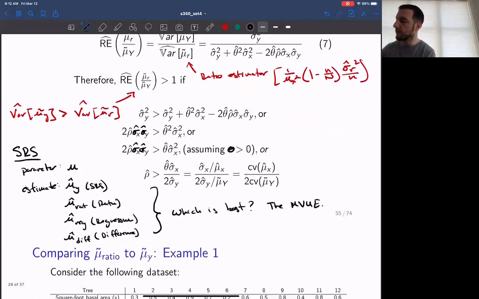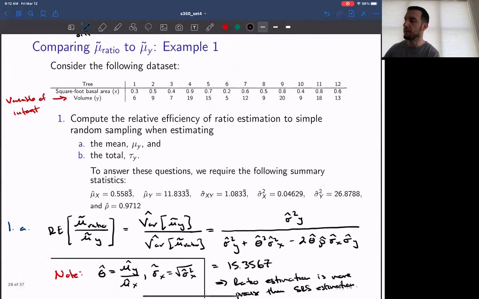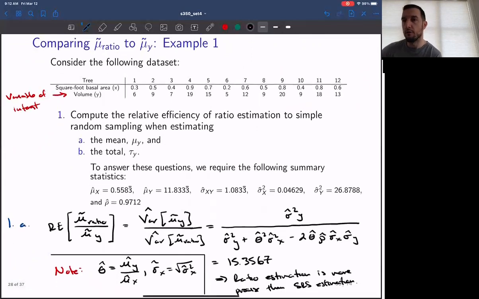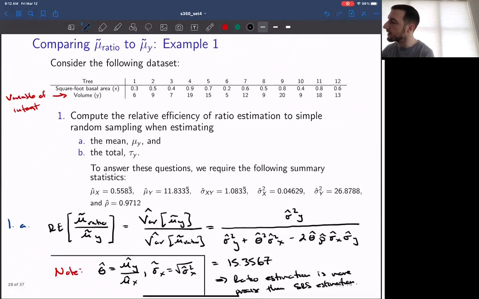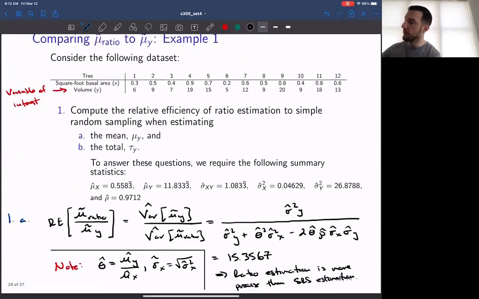So to illustrate this approach, we looked at one example last class where we compared the ratio estimator to the SRS estimator for the data set given on slide 56, which is shown here. Okay, so we have the square foot basal area, which is our auxiliary variable in this case, and then we have volume, which we are considering to be the variable of interest.